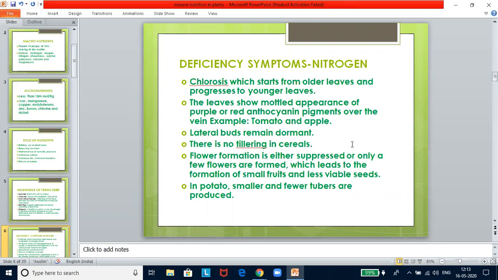Lateral buds remain dormant. There is no tillering in the cereals. Flower formation is either suppressed or only a few flowers are formed, which leads to the formation of small fruits and less viable seeds. In potato, smaller and fewer tubers are produced.